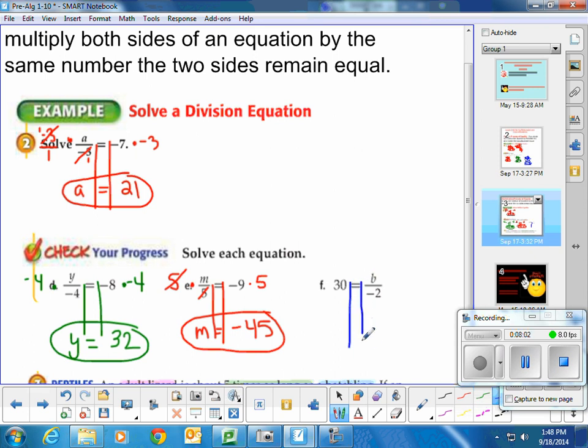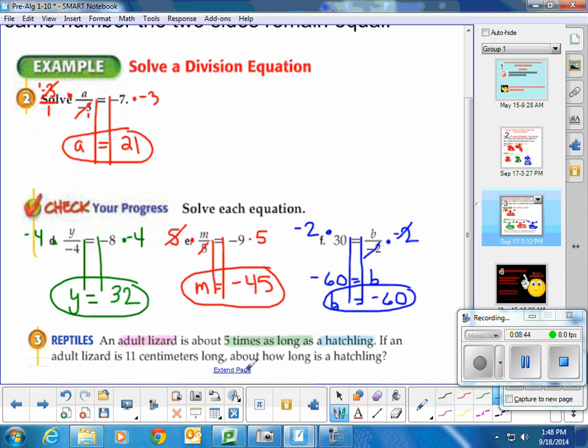The last one, they switched it up and put the variable on the other side. Your goal is to get the b by itself, so we are going to undo the dividing by negative 2 by multiplying by negative 2 on both sides. Negative 2 times 30 is negative 60. And the negative 2's will cancel and become 1's. 1 times b is just b. So b equals negative 60. To check your work, negative 60 divided by negative 2, that equals positive 30.